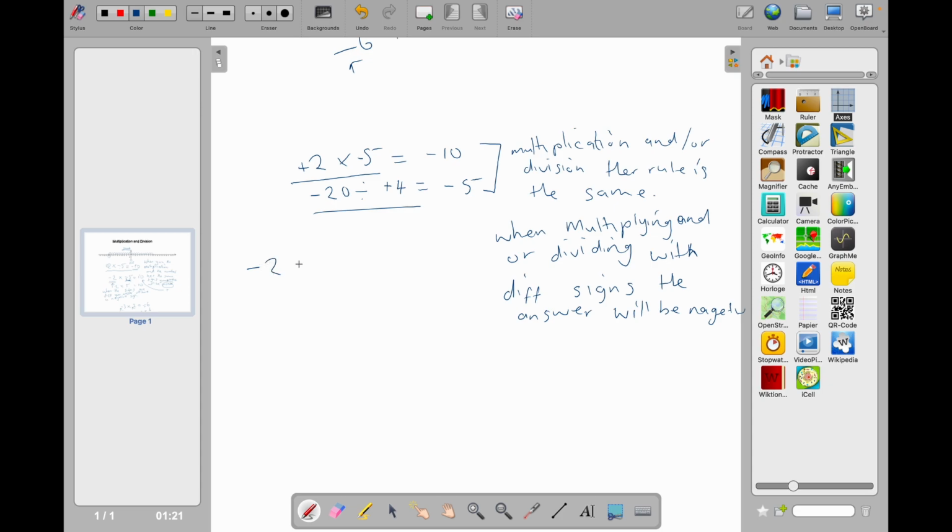And the same thing applies when we have same signs. Let's say -2 multiplied by -5, this will give us 10. And if we say now -20 divided by -4, here we have the answer 5. And you see the same rule applies: when the signs are the same, the answer has a positive sign. So for multiplication and division, that's all.